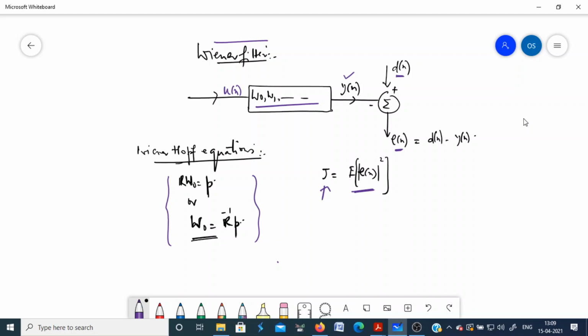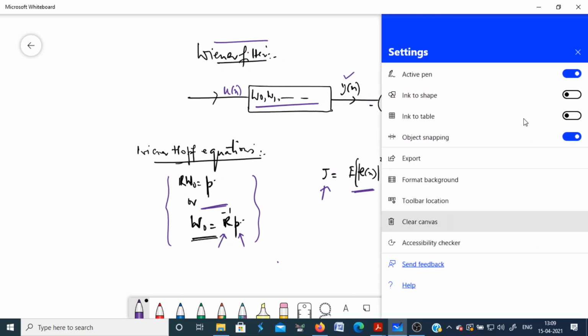So for that we need two matrices. One is the autocorrelation matrix R and the other is P, which is a cross-correlation matrix. If we have R and P, you can find the Wiener solution using these equations. This is what we have discussed so far.